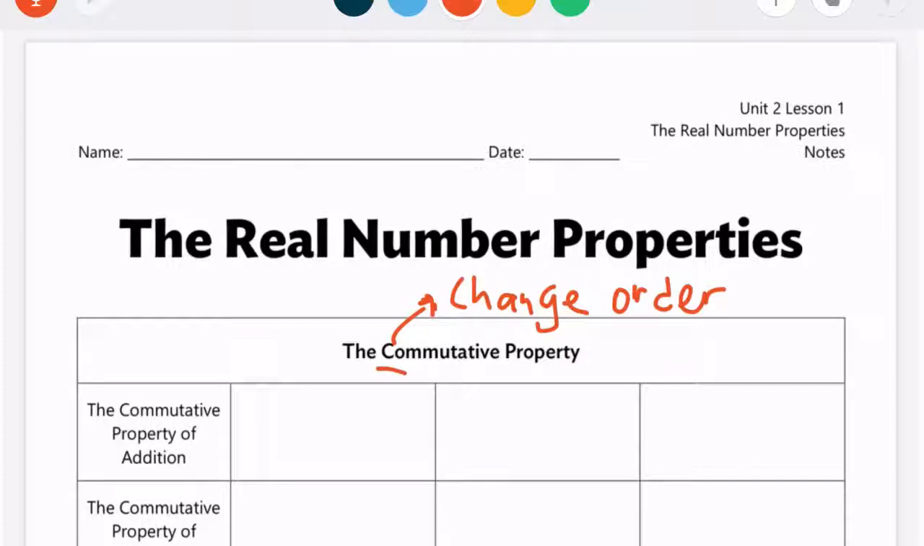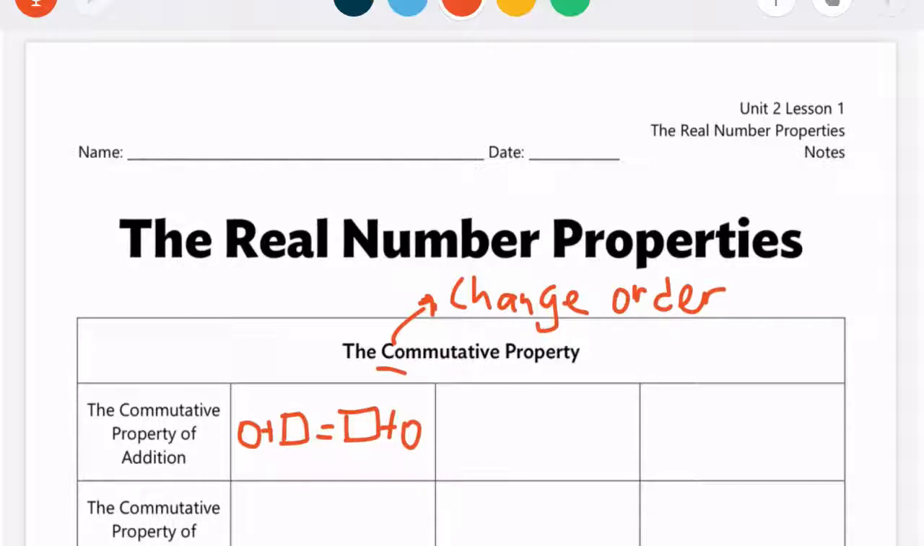So what we're going to do with these examples is we're going to do one example with shapes, one example with letters or variables, and one example with numbers. So the commutative property of addition and the commutative property of multiplication are similar. It's just one has to do with addition and the other has to do with multiplication. So I just want you to write these examples down.